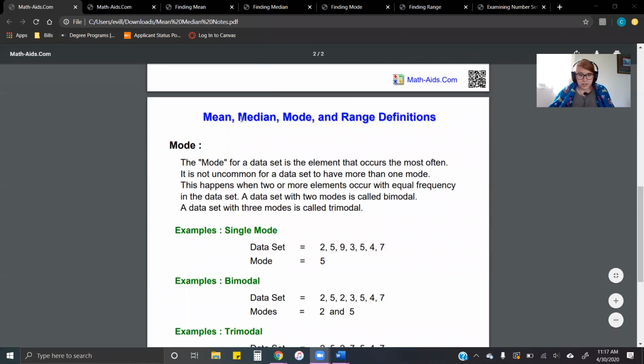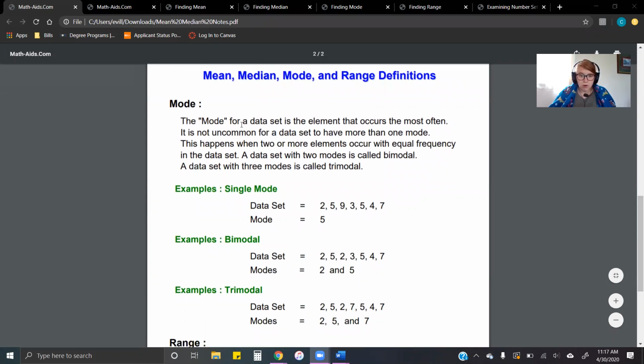The next one in our list is mode. The mode for a data set is the element that occurs most often. It's not uncommon for a data set to have more than one mode. This happens when 2 or more elements occur with equal frequency in the data set. A data set with 2 modes is called bimodal, because bi means 2. A data set with 3 modes is called trimodal, because tri means 3.